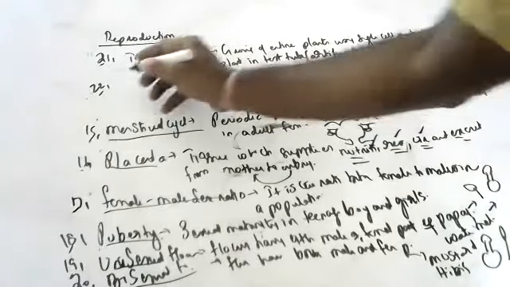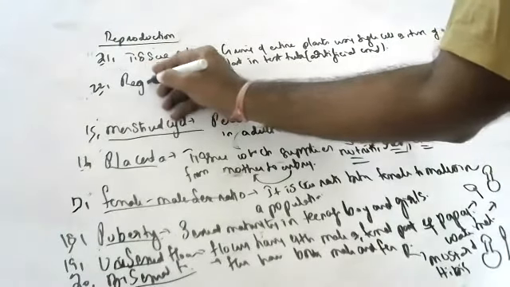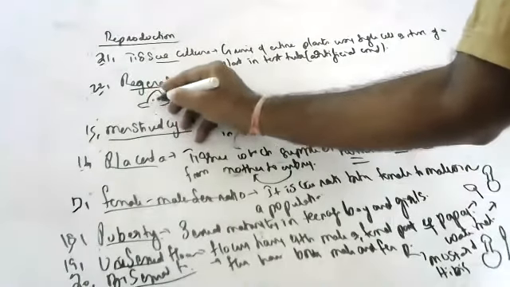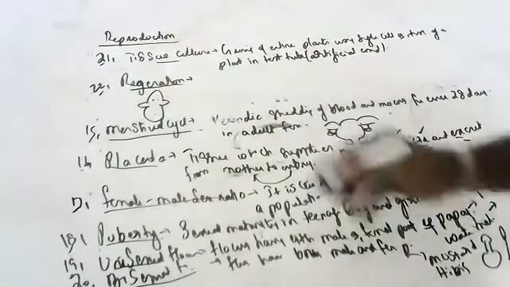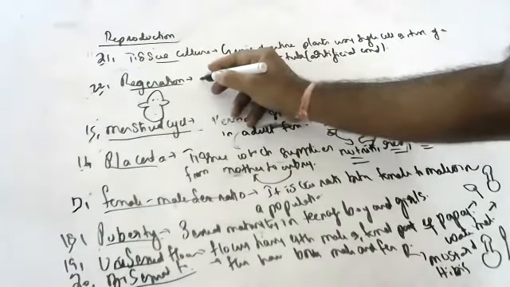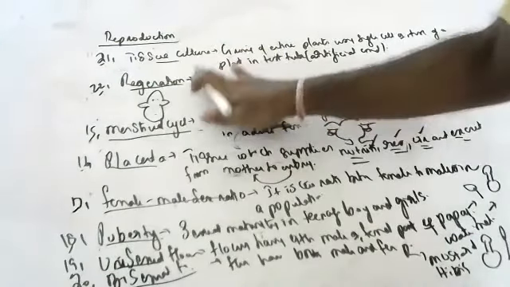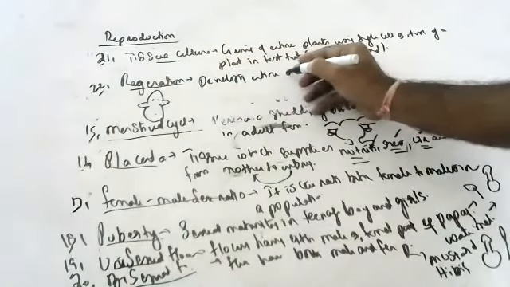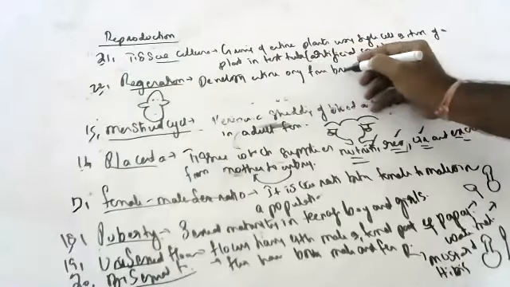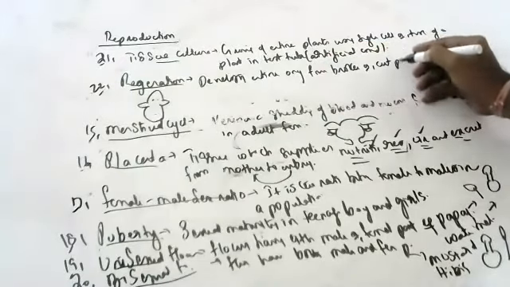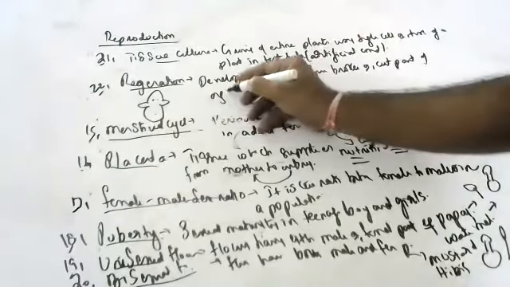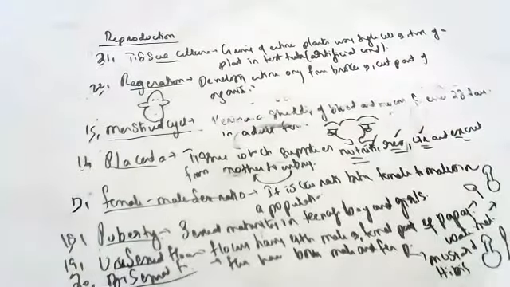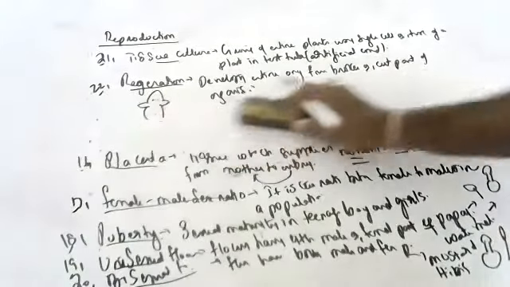Next one, regeneration. What is meant by regeneration? Drawing the figure is compulsory because in the textbook they have given the planaria figure. If you don't draw, I won't give marks. Regeneration means developing an entire organism from a broken or cut part of the organism. Entire organism will develop from one single part. That is called regeneration.